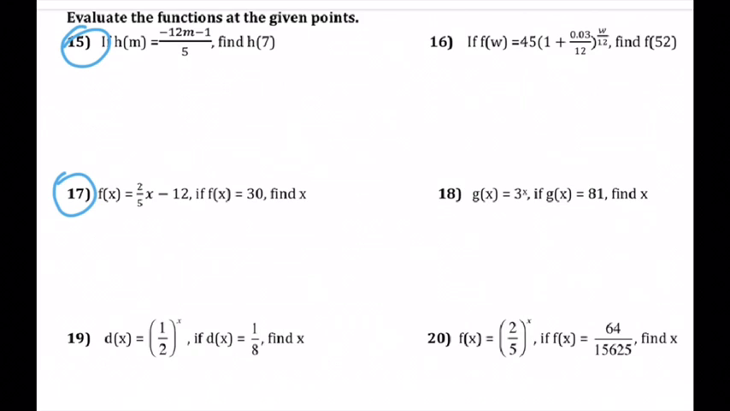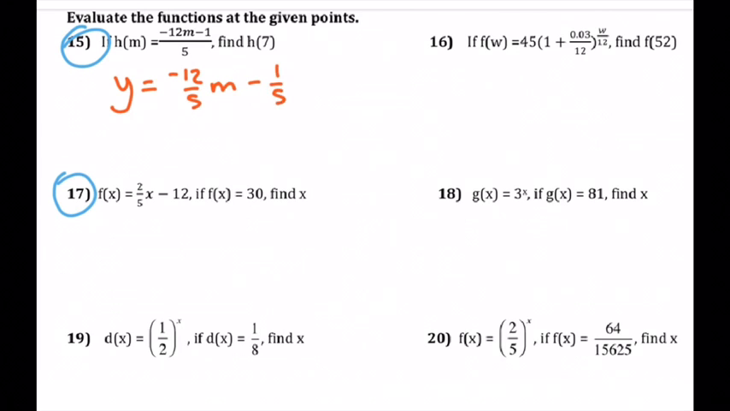Okay, so h of m. The reason it's called h of m is because I decided to call this function h, but it's of m because that's the variable that I'm using in there. If I used a different variable, it would be called something different. Now also, let's be clear that this function h of m is the same thing as the equation y equals negative 12/5 m, or x, minus 1/5.